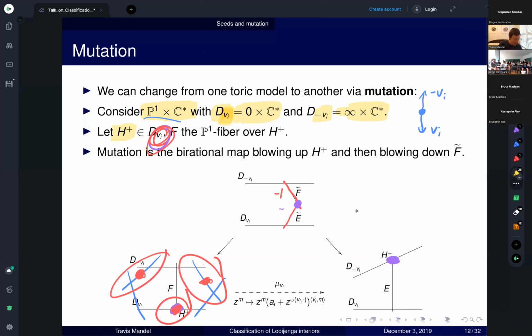Okay. And I have written here, you can write down an actual formula for what this birational morphism or birational map is. And this is it. It's z to the m, where m is something in your dual lattice. So basically, binomial z to the m just gets multiplied by this binomial to some power. So a_i is some constant. So you take your binomial a_i plus z to the omega of v_i comma blank. You can view that as living in your dual lattice. And then you raise that to the power of the dual pairing between v_i and m.